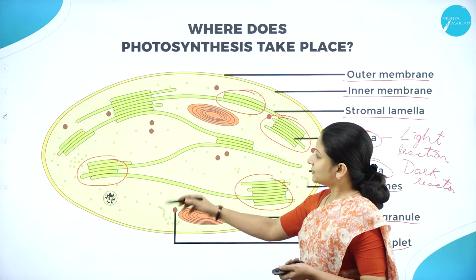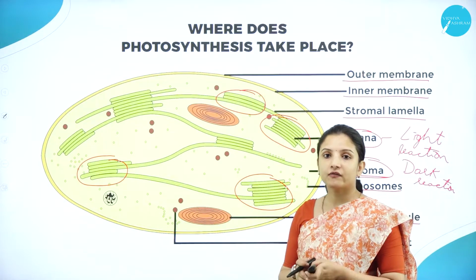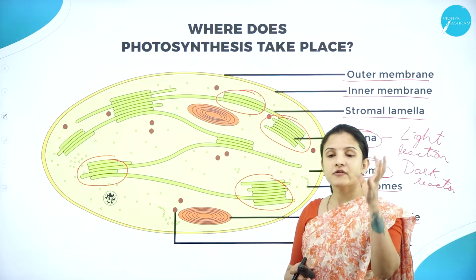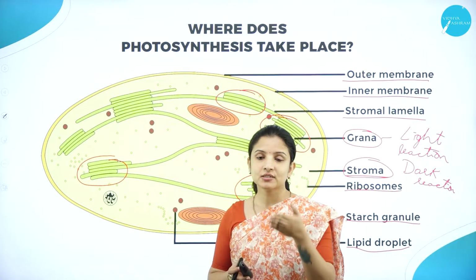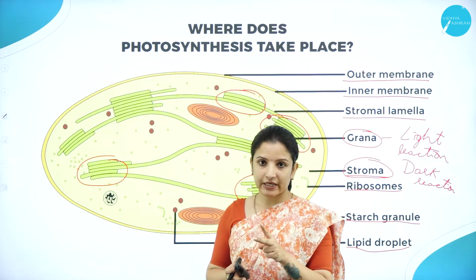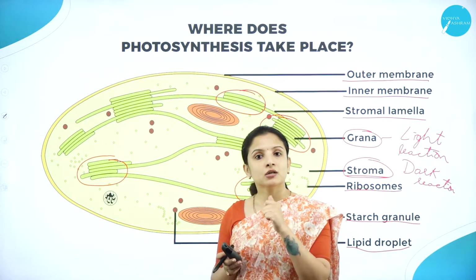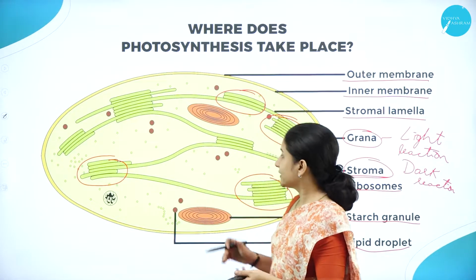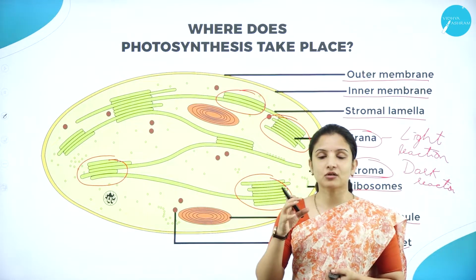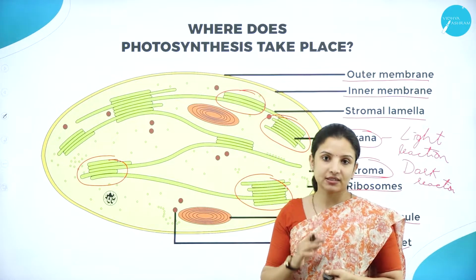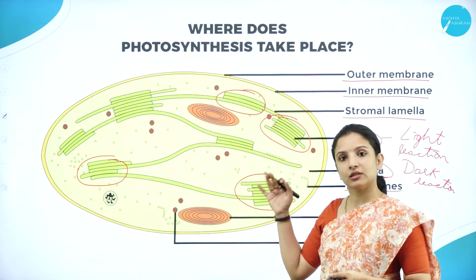So among these, the grana and the stroma are very, very important. Why? Because it is the grana which absorbs the light and undergoes the light reaction of photosynthesis, under which there are two types of light reaction. One is the cyclic photophosphorylation and the other one is the non-cyclic photophosphorylation. And it is in this grana that two photosystems or light harvesting complexes called P680 and P700 will be present. That in detail you will study in the next session.